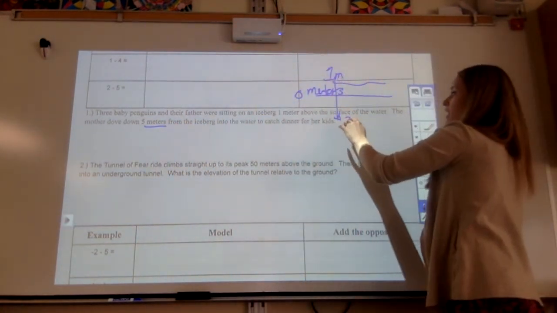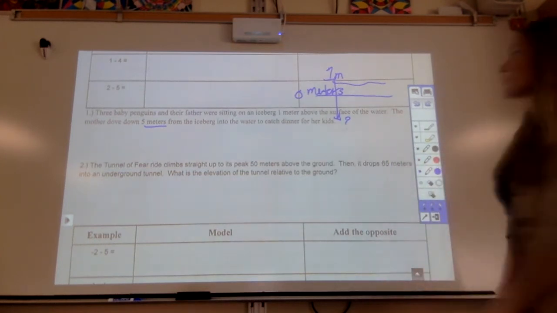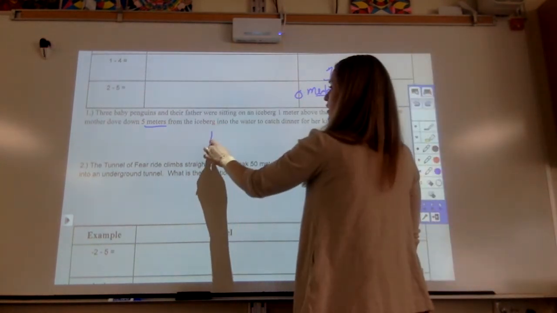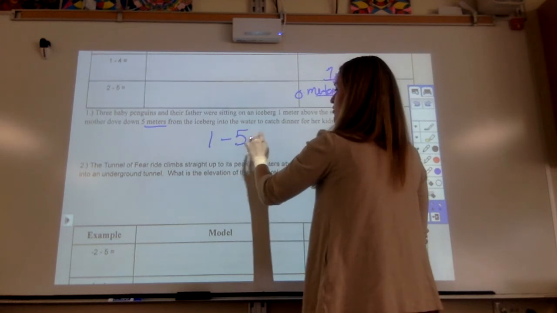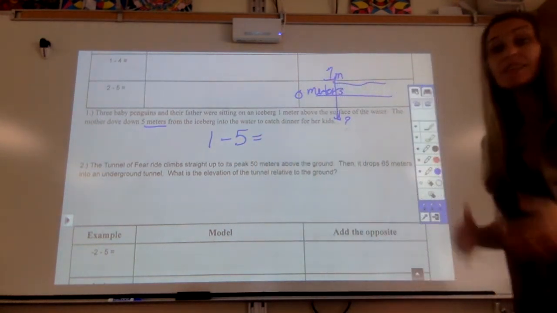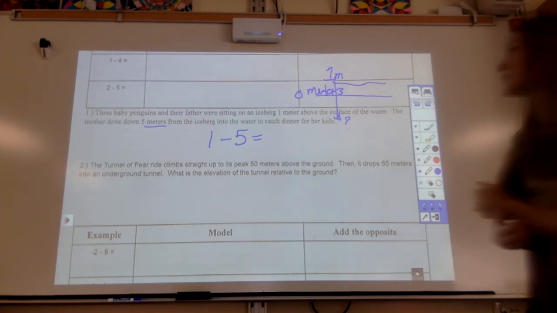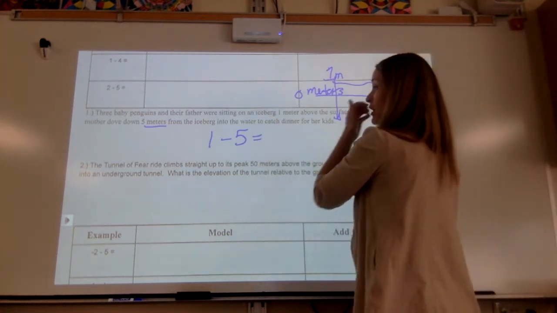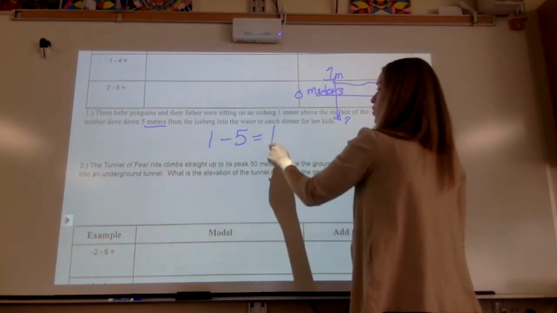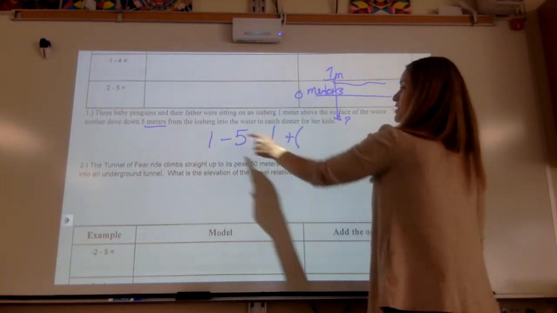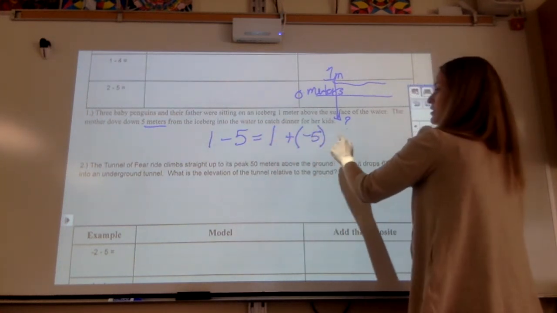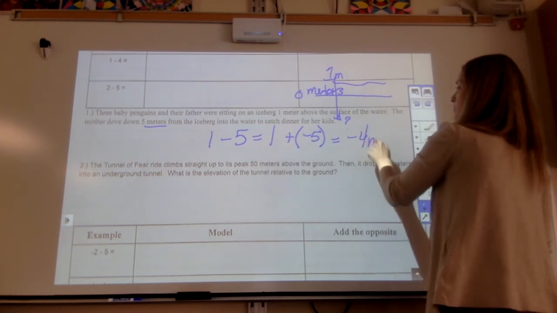We want to know where are they going to end up. Right? So starting at 1, diving down 5. So that would be 1, take away 5. It's kind of similar to what we've just been doing. What is 1 take away 5 going to give us? You could draw a model if you wanted to, or you could remember to add the opposite. 1 plus the opposite of a positive 5 is a negative 5. That's going to give us negative 4 meters.